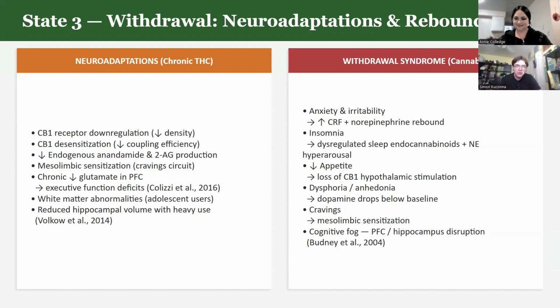So when that THC is removed, all of those compensatory adaptations are suddenly without a counterweight, and what you're going to get is that rebound. Dopamine is going to drop below the baseline, causing that dysphoria and anhedonia that we've been talking about. CRF, or corticotropin releasing factor, is going to spike, which is going to drive the stress response. Norepinephrine is going to rebound into hyperarousal, causing the common symptom of insomnia, that inability to sleep. The hypothalamus is also going to lose its cannabis-driven appetite cue, so the appetite you would have normally had on cannabis is going to drop. And the mesolimbic circuit, which has been sensitized by chronic use, is going to generate those cravings.